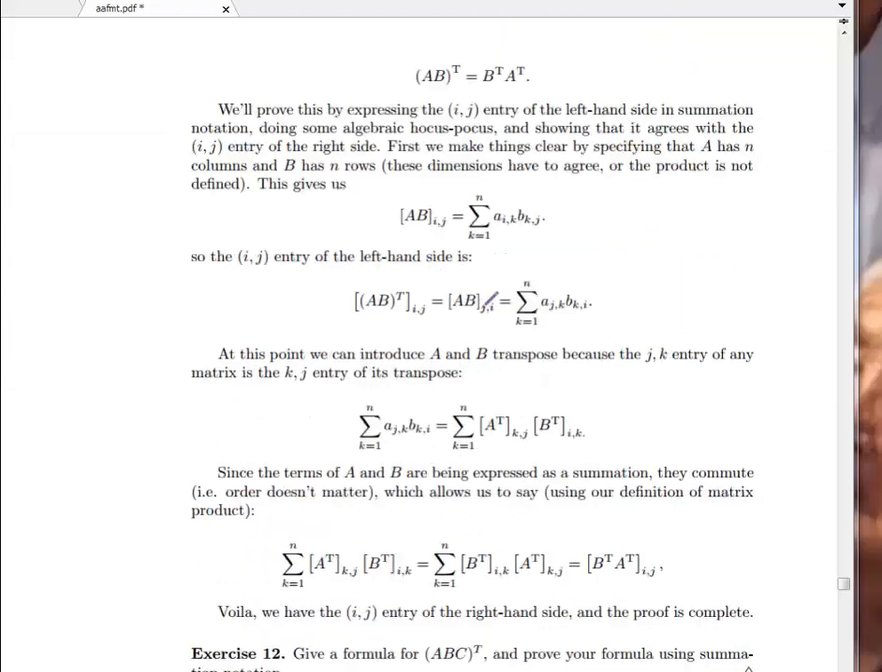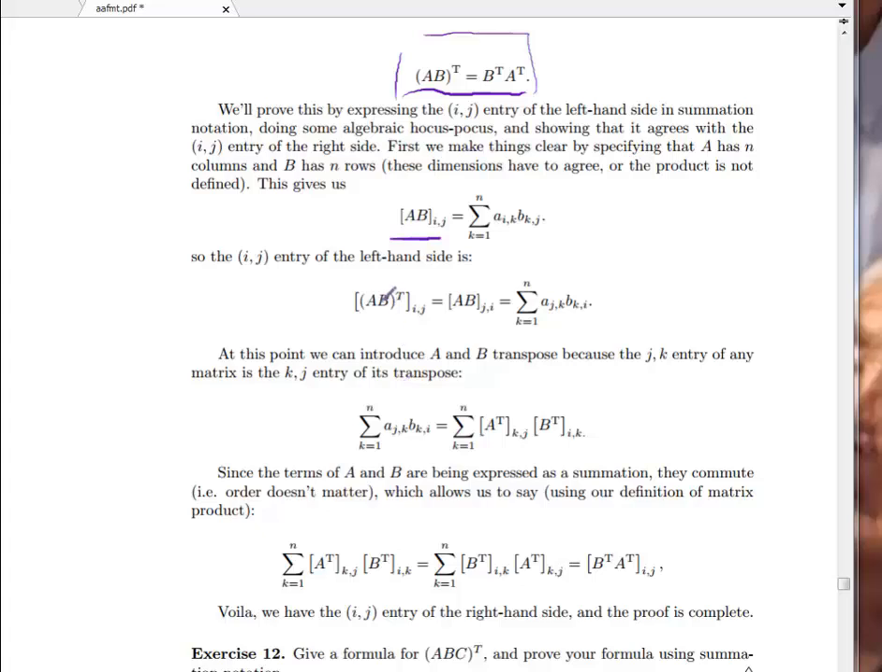Now here's a formula you've seen in linear algebra. To multiply two matrices and take the transpose is the same as taking the individual transposes and multiplying them in the reverse order. Right? And you can see this step by step. We have this expression for the ij entry of the product AB.